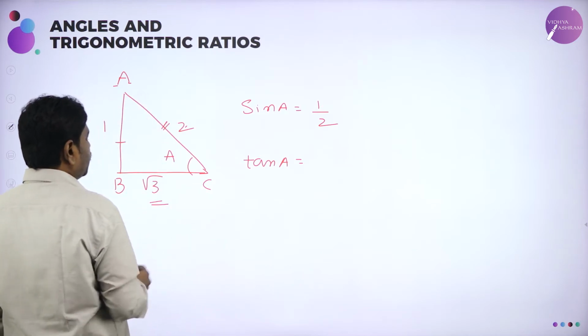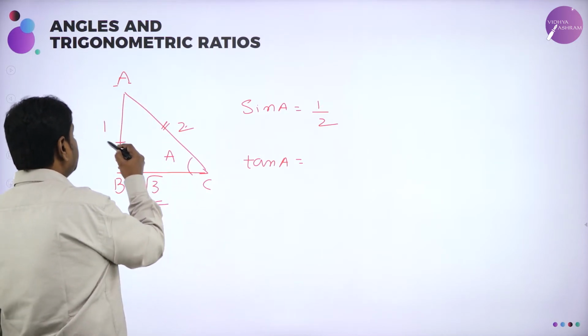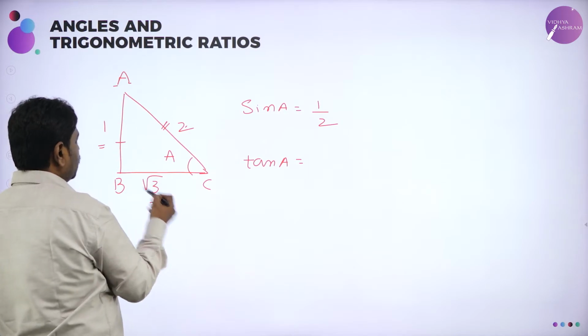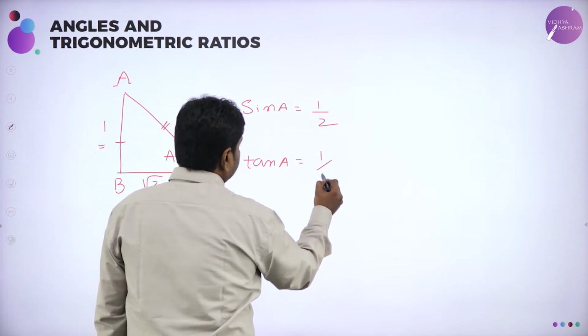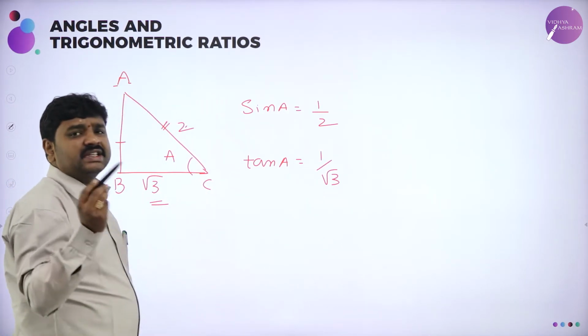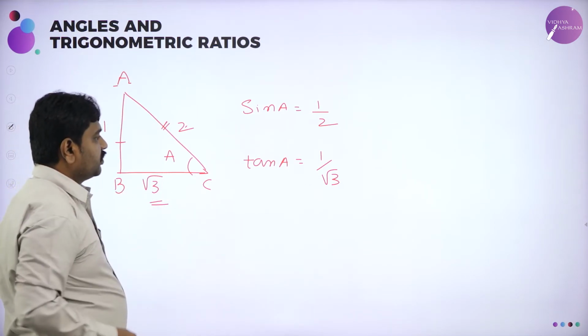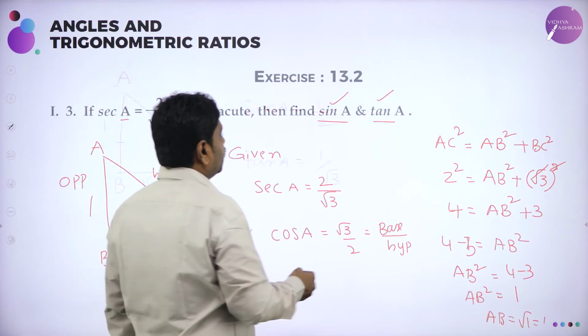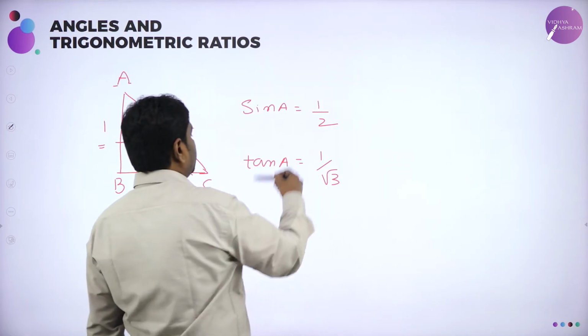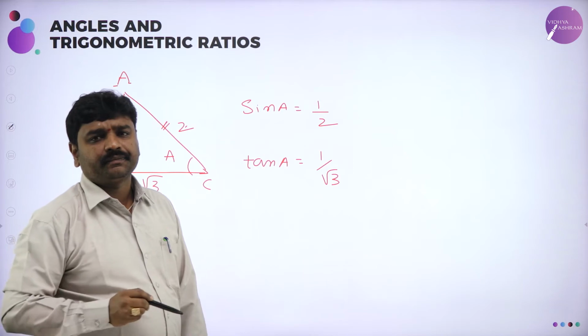Tan A is opposite by base. Opposite is 1 and base is root 3, so it is 1 by root 3. What is tan theta? Opposite by adjacent or opposite by base. Opposite is 1, base is root 3, so 1 by root 3. They wanted sin A and tan A: sin A is 1 by 2 and tan A is 1 by root 3.